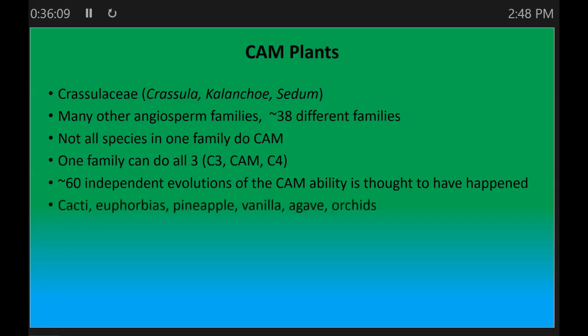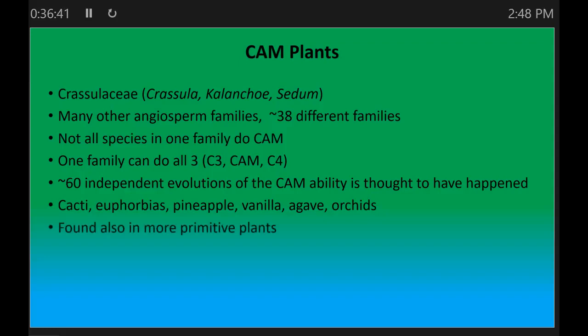So here are some important ones commercially: cactuses, euphorbias, pineapple, vanilla. The vanilla orchid is the only orchid that gives us something commercially that we use from it. Agave, what do we use from agave? Tequila, yeah. Orchids, of course, are a huge business. So all of these are very big in the business world.